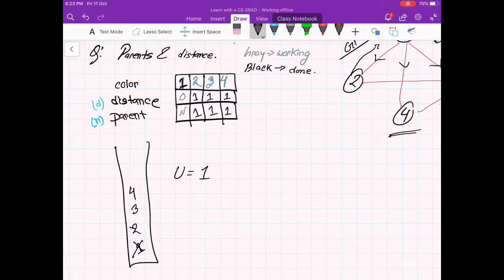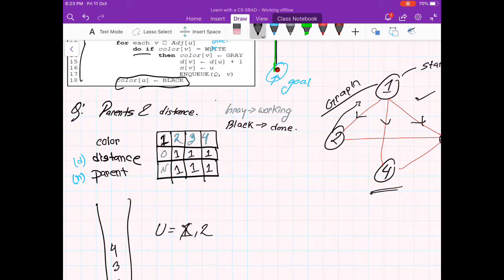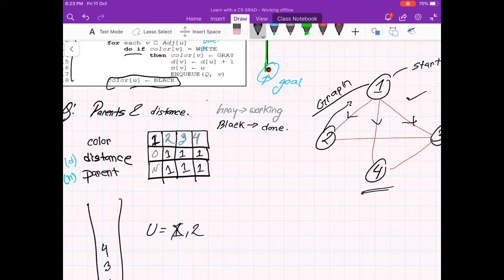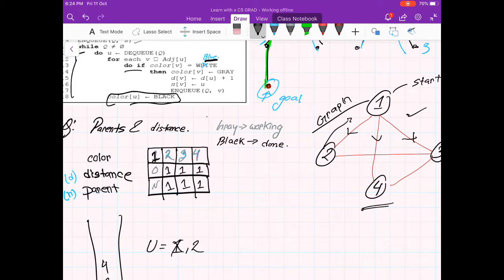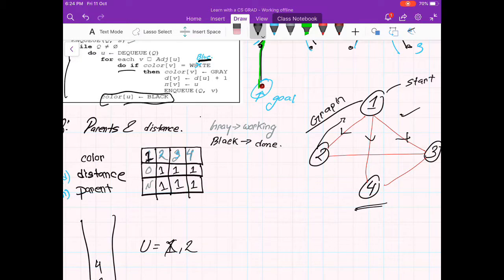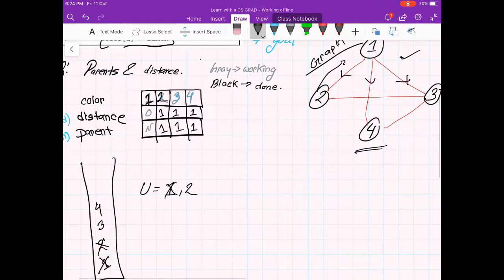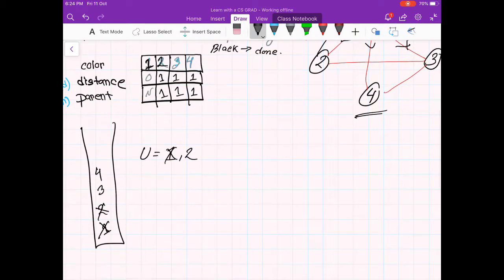So we dequeue 2. So now u is gonna be 2, and now we're gonna look into the adjacent nodes of 2. So here the adjacents are 1 and 3. So is 1 blue? No, so we don't enter into this condition. Is 3 blue? No, so we don't enter into this condition. So we don't go through the whole process of doing u plus 1 and enqueuing. So we just color 2 black because we are all done with 2. Then is the queue empty again?